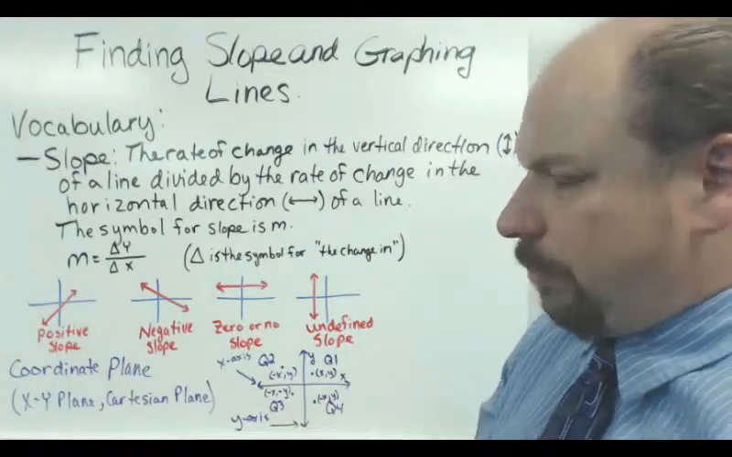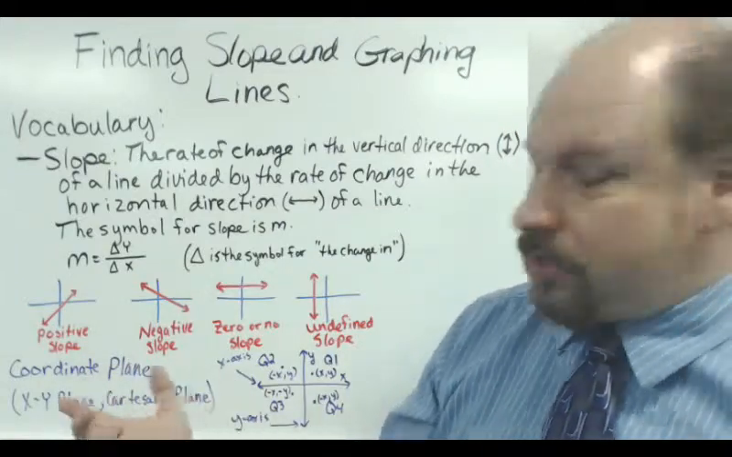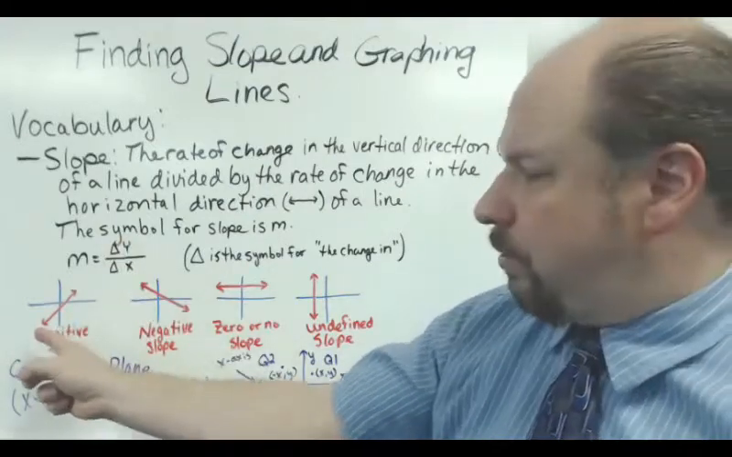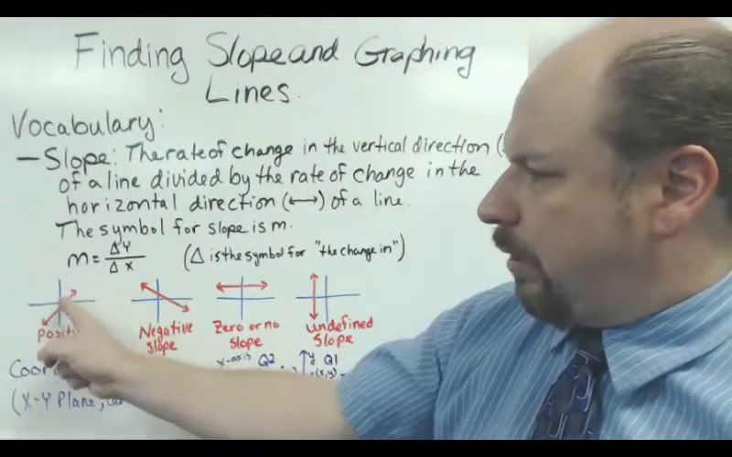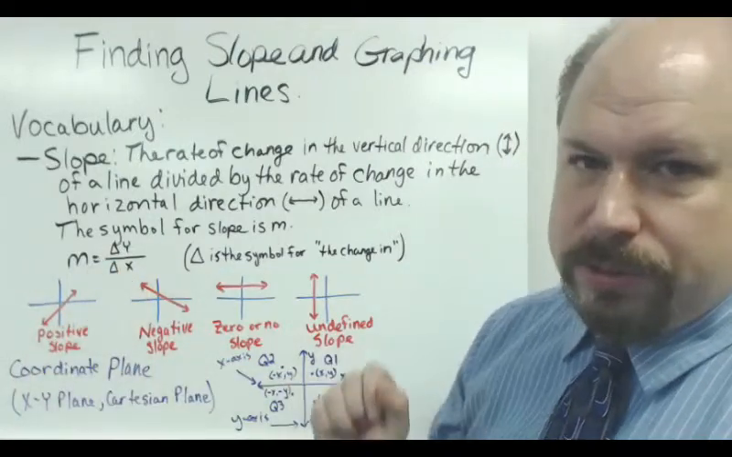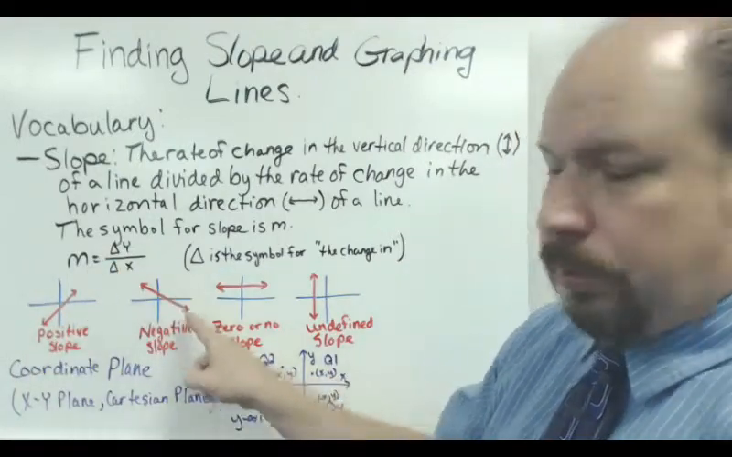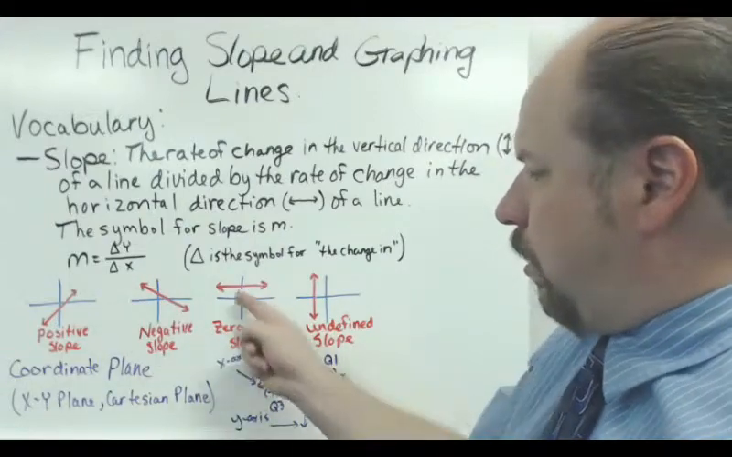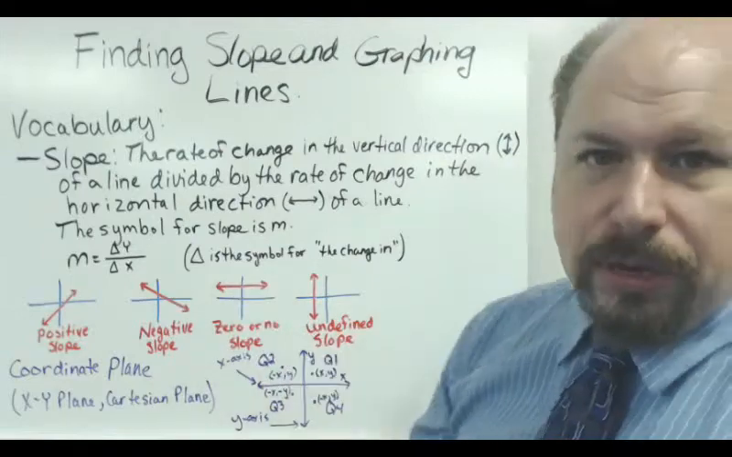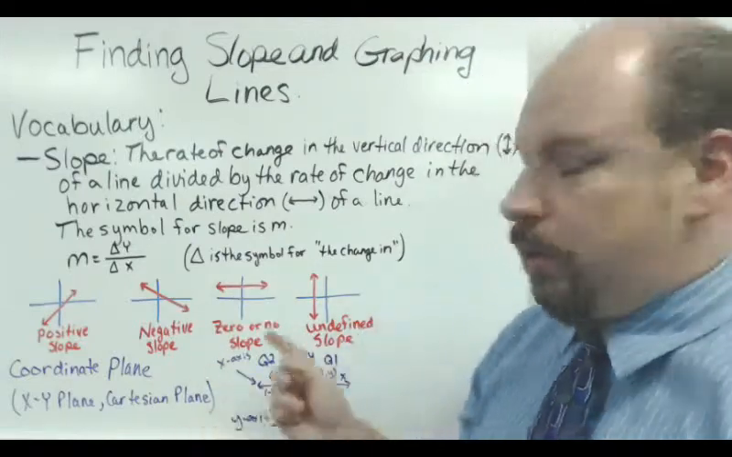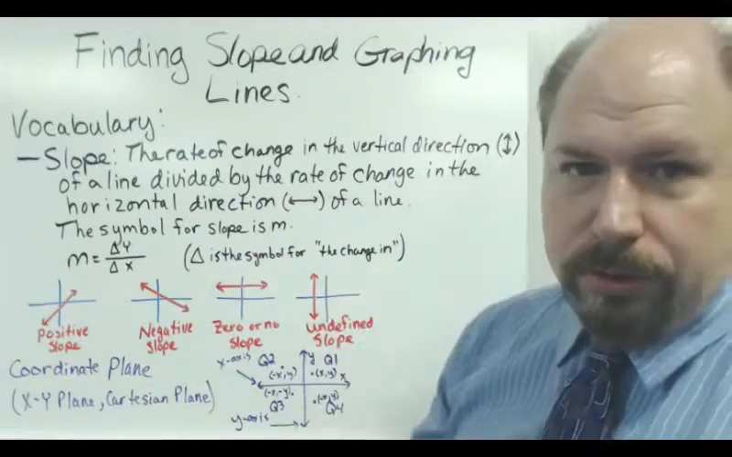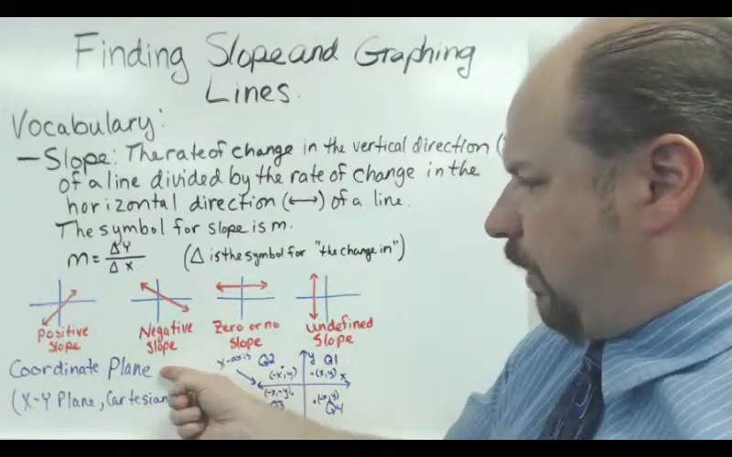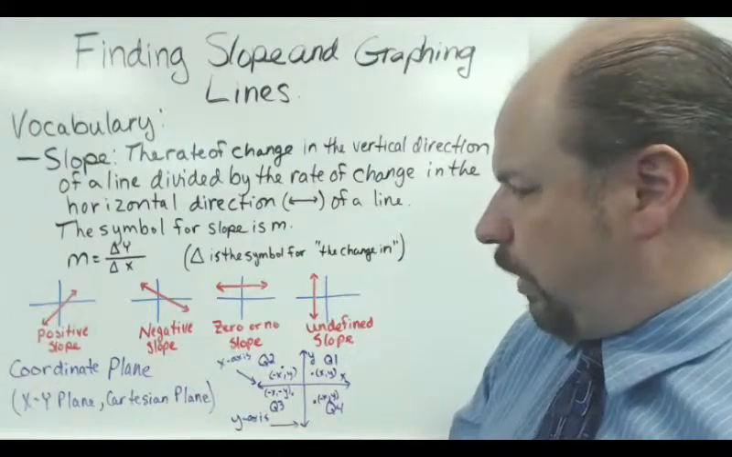Just a little reminder on slopes. We could have a positive slope. And remember, we always think about slope going left to right. So as we go from left to right, this one is going up, so that is a positive slope. This one going from left to right is going down, so that is a negative slope. A zero slope would be just a horizontal line, and a vertical line going straight up and down would be an undefined slope.